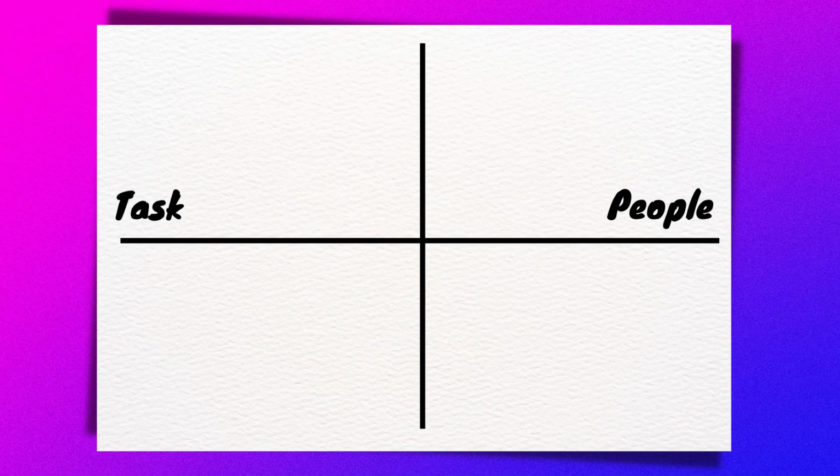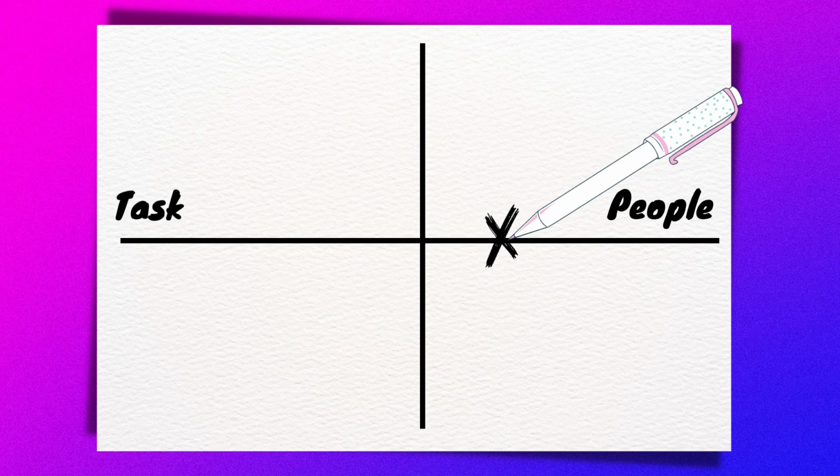Next, label these 2 things on your lined grid. Task at one end and people at the other. Now have a think, at what point on this line does your personality fit? Are you motivated mostly by task or by the people? Once you've decided, mark that point with an X. Pause the video here to think about it.